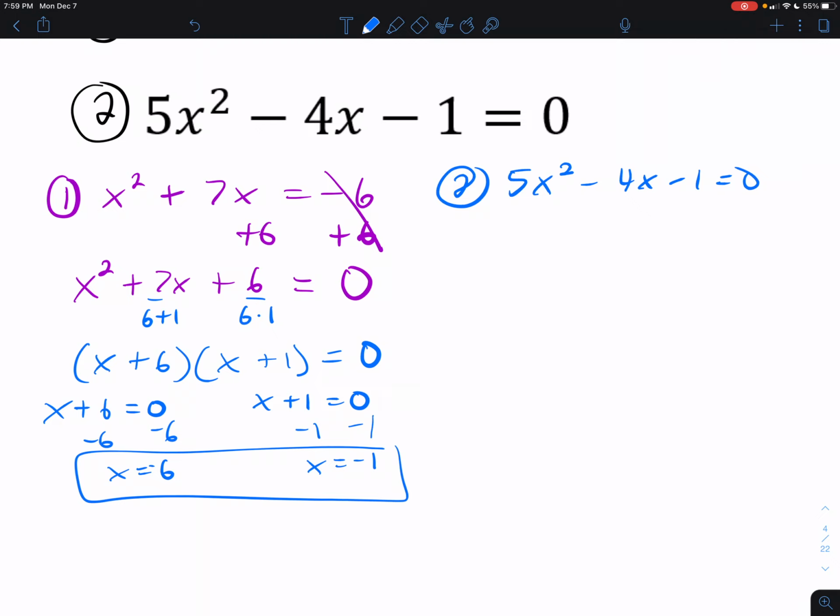Okay, on this one, this is not one of the easy ones because of the 5 in the front. So this is one we got to do a little bit more work for. A is 5.